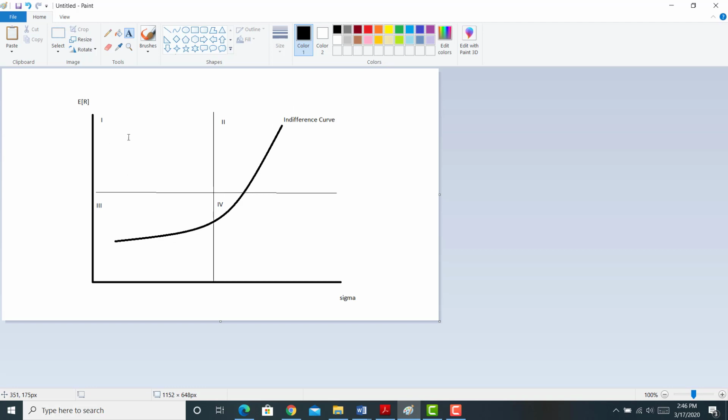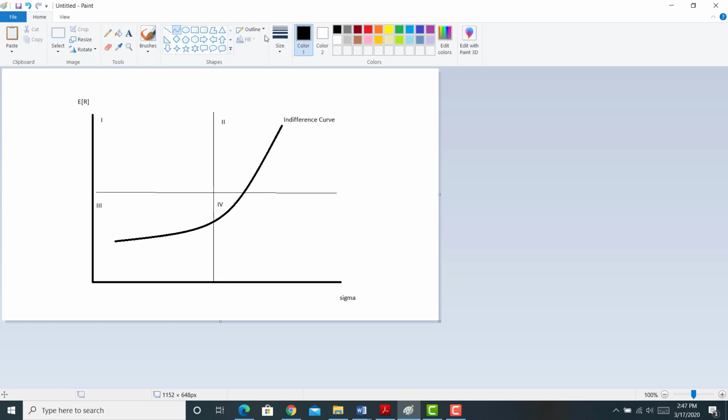So think about this. I've broken the YX domain into 4 quadrants, quadrant 1, 2, 3, and 4. Which quadrant would you prefer to be in if you're risk averse? Right? Hopefully you answered it's quadrant 1. You want the highest expected return for the lowest level of risk. Okay? You want to be up here in quadrant 1. The more risk averse an individual is, the greater the convexity of this indifference curve is.